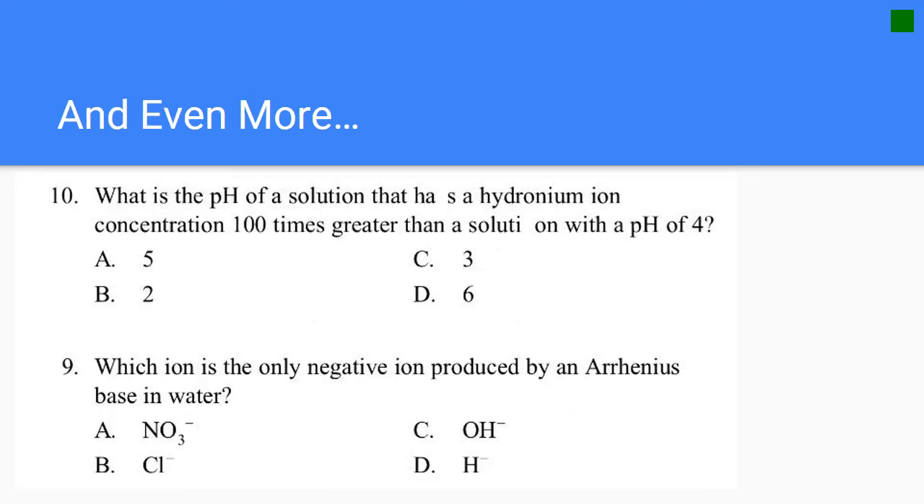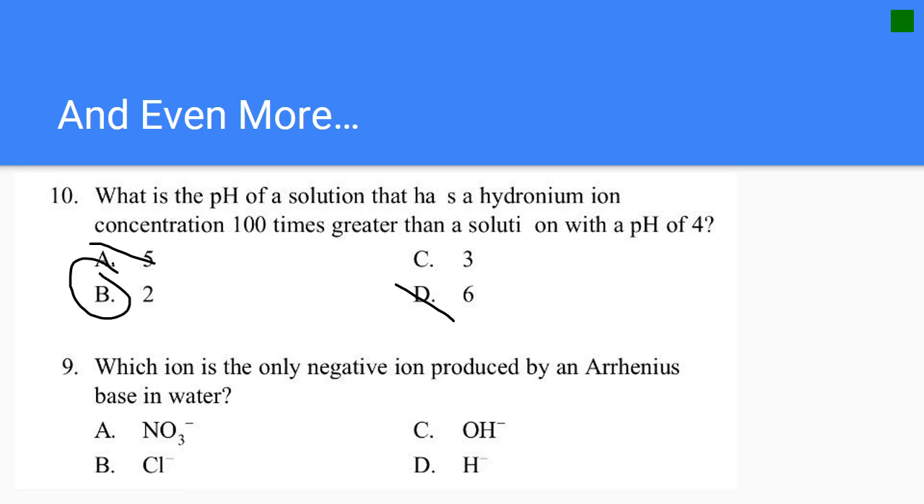Continuing on with the questions. Number 10 asks, what is the pH of a solution that has a hydronium ion concentration that's 100 times greater than a solution with a pH of 4? Since it's hydronium, we're turning more acidic, so you know that the pH is going to be lower. So it's not D and it's not A. Now, since it's 100 times and you know that pH levels are in increments of 10 times, you're going to be changing two pH levels. So the answer is B.